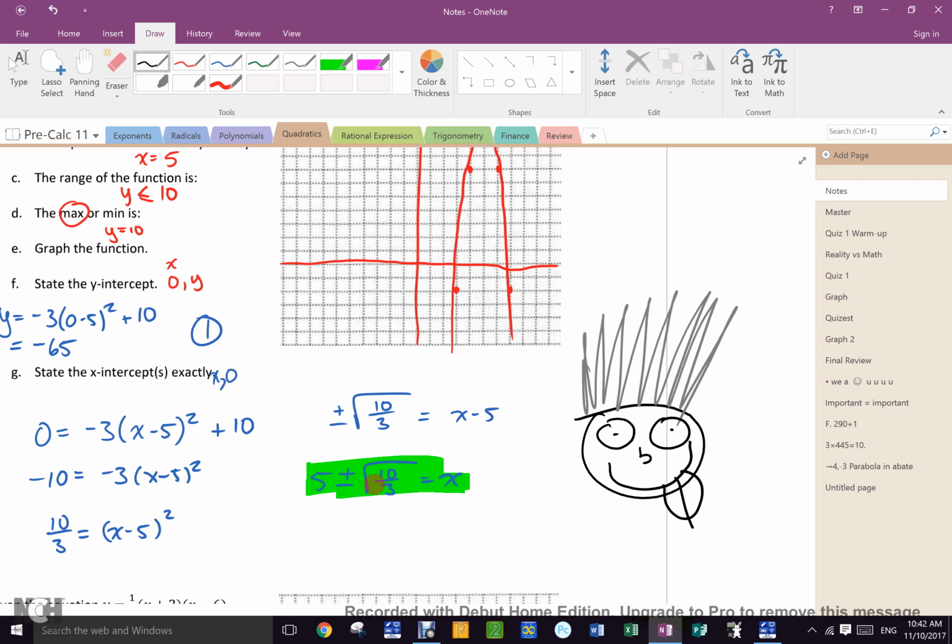Nobody can fix that up? Of course, you would rationalize the denominator, because this is actually 5 plus or minus the root of 10 over the root of 3, which you would then multiply root 3 by root 3 to get 5 plus or minus root 30 over 3. That would get that. If you care. I mean, if you don't want to look up at me while you're writing, while I'm marking your test and see me going like this, then don't bother.